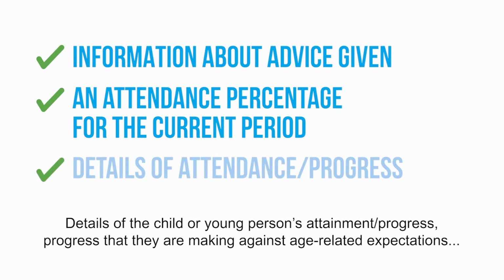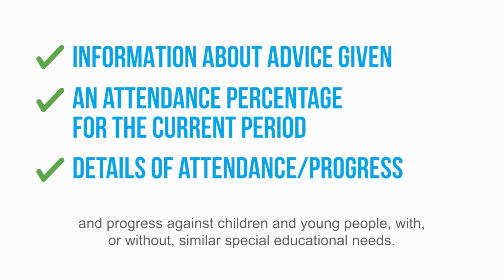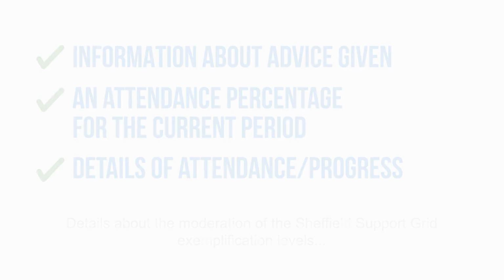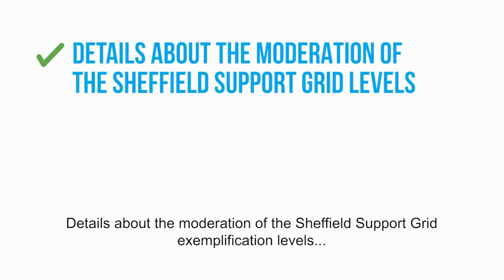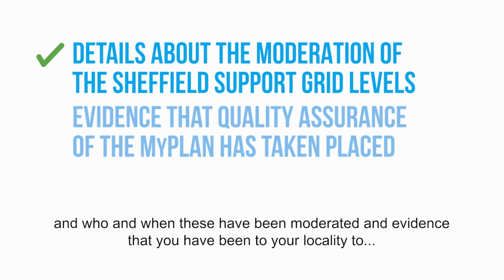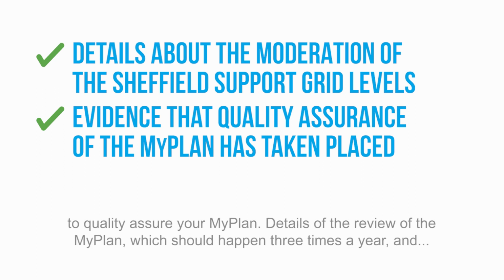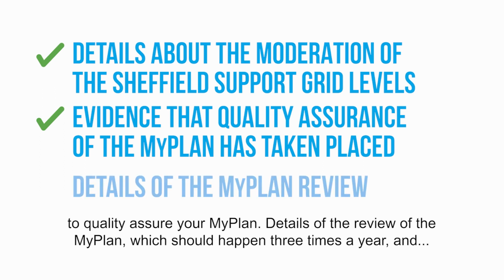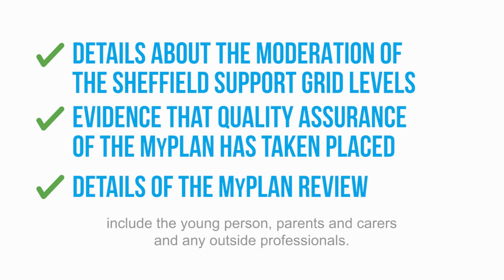Details of the child and young person's attainment, progress they're making against age-related expectations, and progress against children and young people with or without similar special educational needs. Details about the moderation of the Sheffield support grid exemplification levels and who and when these have been moderated. And evidence that you've been to your locality to quality assure your MyPlan. Details of the review of the MyPlan, which should happen 3 times a year and include the young person, parents and carers and any outside professionals.